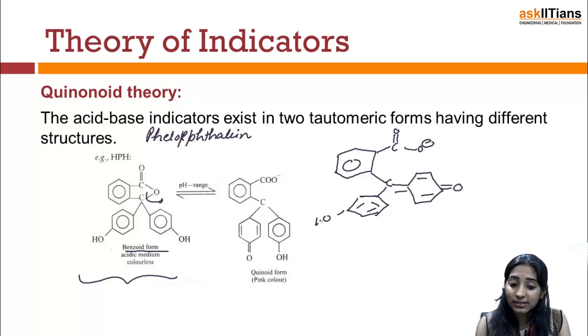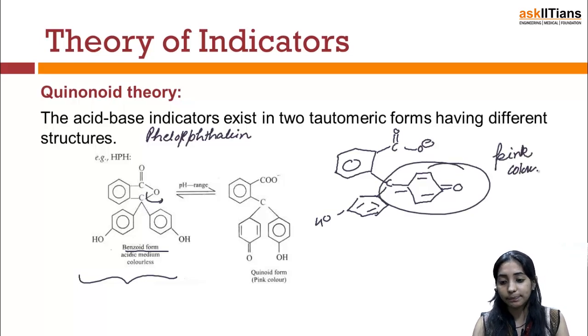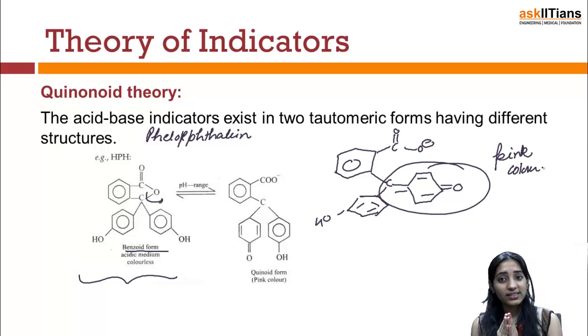Now this quinonoid structure is actually responsible for the darker color, and hence in this case it will be pink color. Because of this extensive conjugation, the UV visible spectra gets shifted, and if there is a shift in the UV visible spectra, I can say it will be a very bright color.